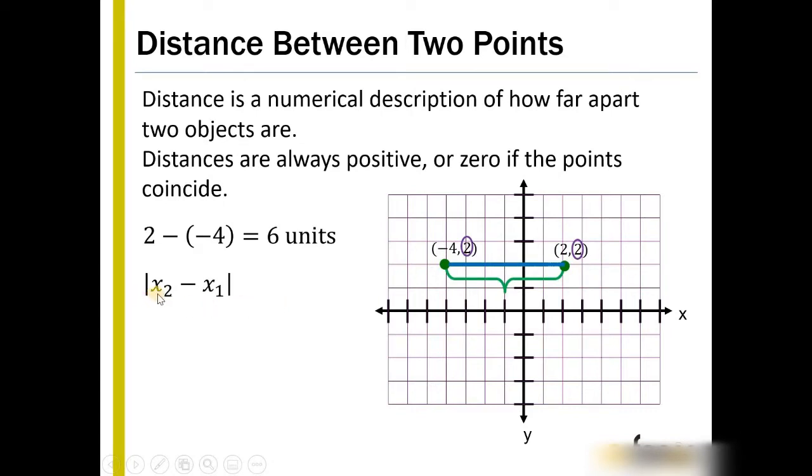We can write this as one coordinate minus the other coordinate, and we use the absolute value symbols to show that we always take the positive value.